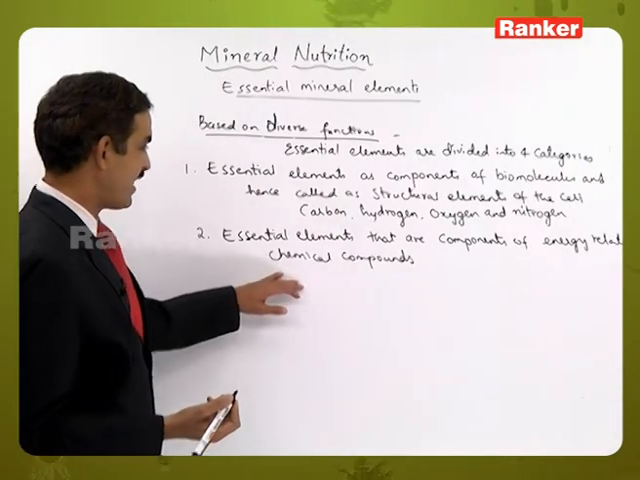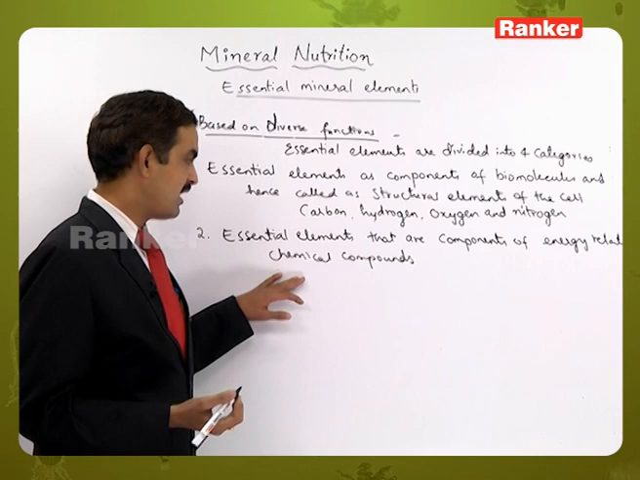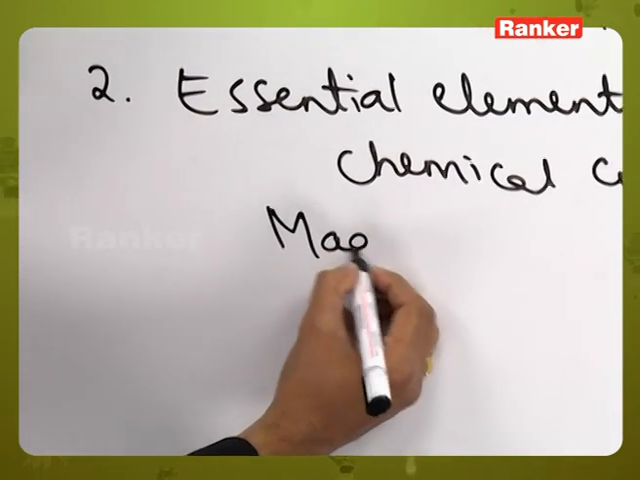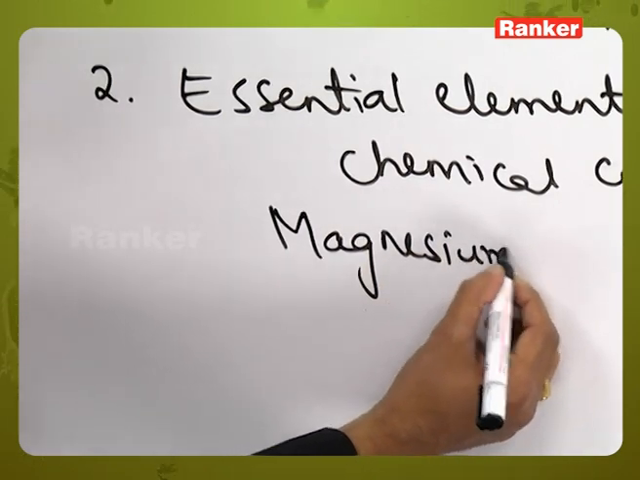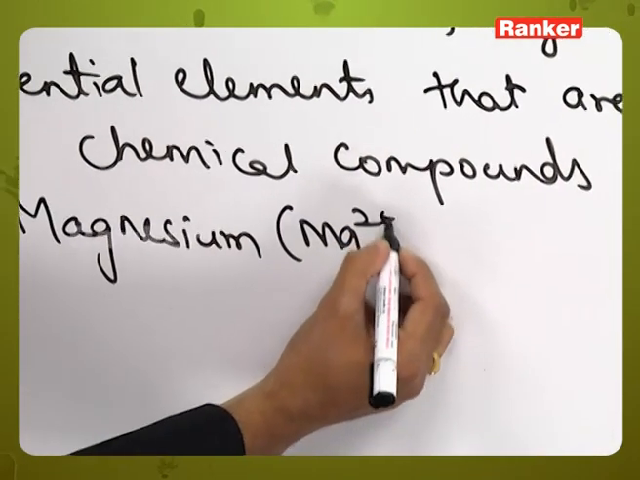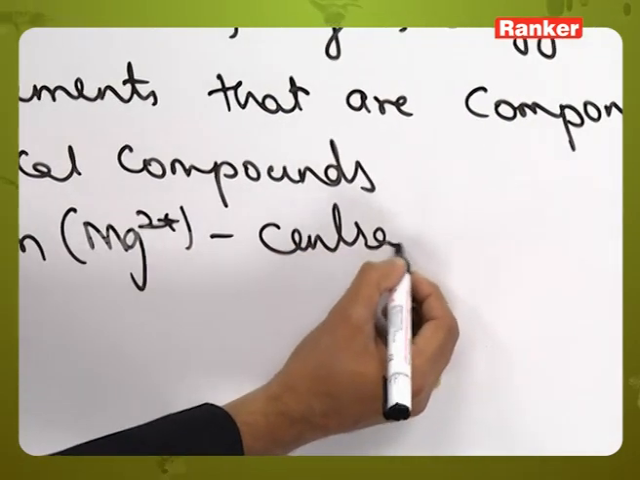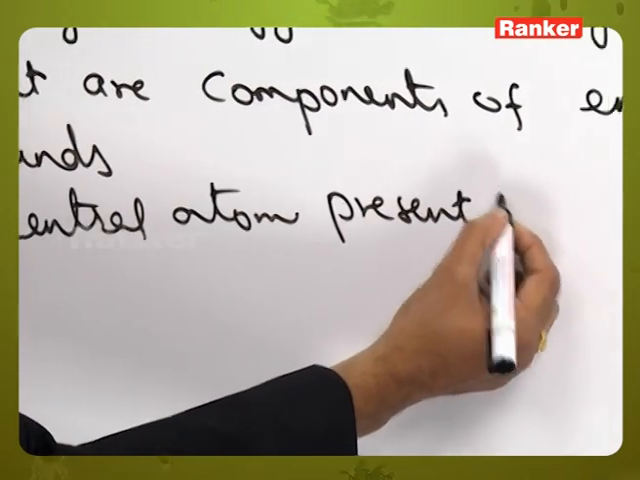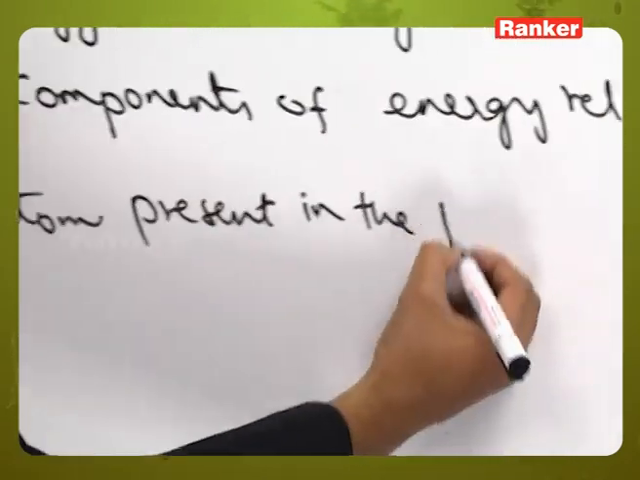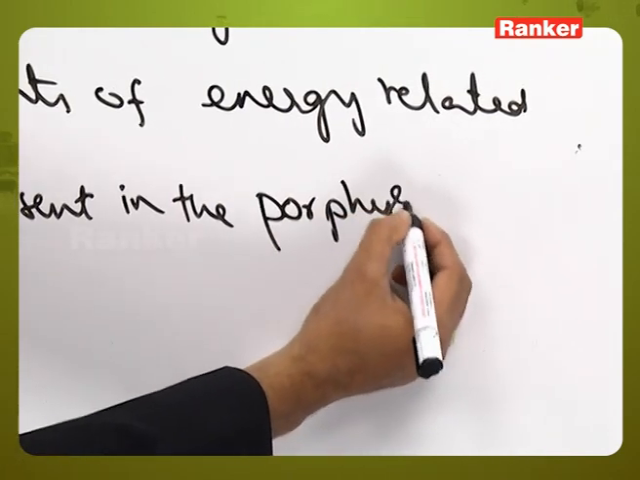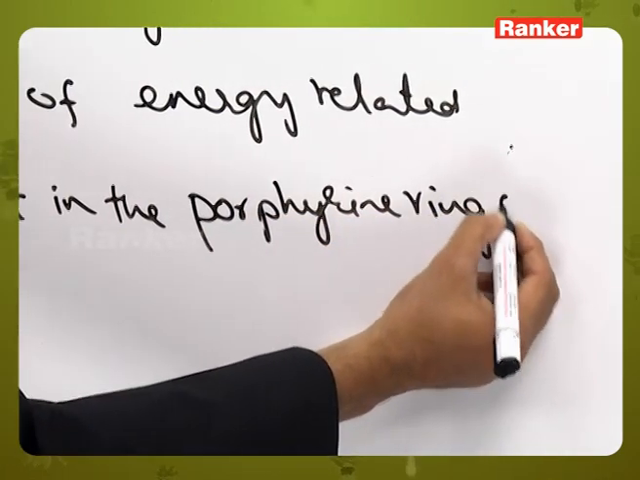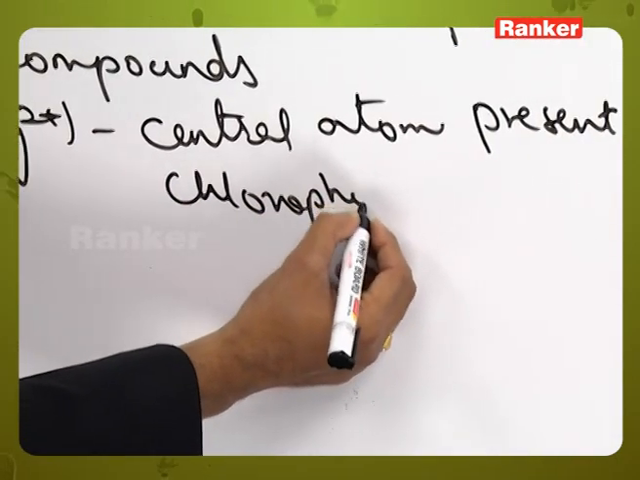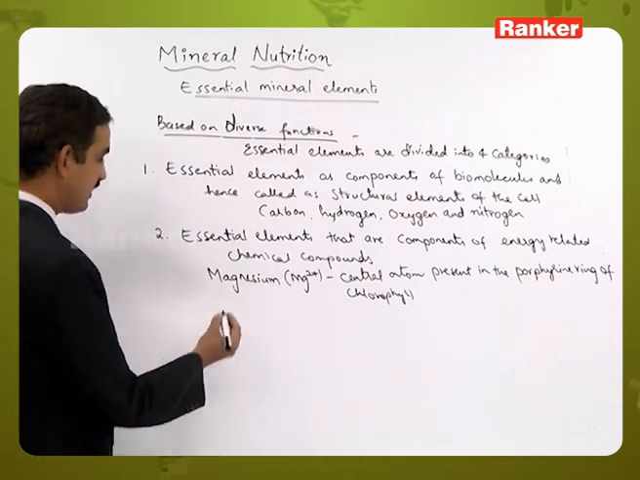So the one which are the major constituent part of the energy related chemical compounds, like magnesium ion. So this magnesium ion is a central atom present in the porphyrin ring of chlorophyll molecule. And apart from that one, this is one example.